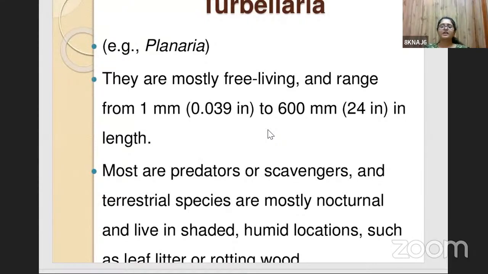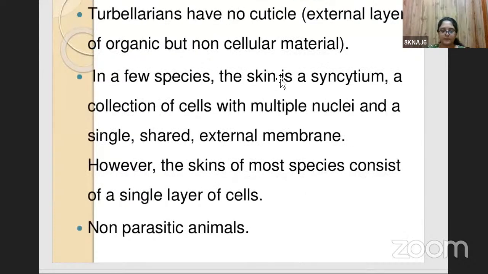These are free living, ranging from 1 millimeter to 600 millimeters. They are predators or scavengers. They mostly are nocturnal, that is, they come out during the night time. They live in shaded or humid locations, such as leaf litter, that is, the fallen leaves which are damp, where a little bit of moisture is left, and rotting wood. In such places you have a lot of turbellarians living.